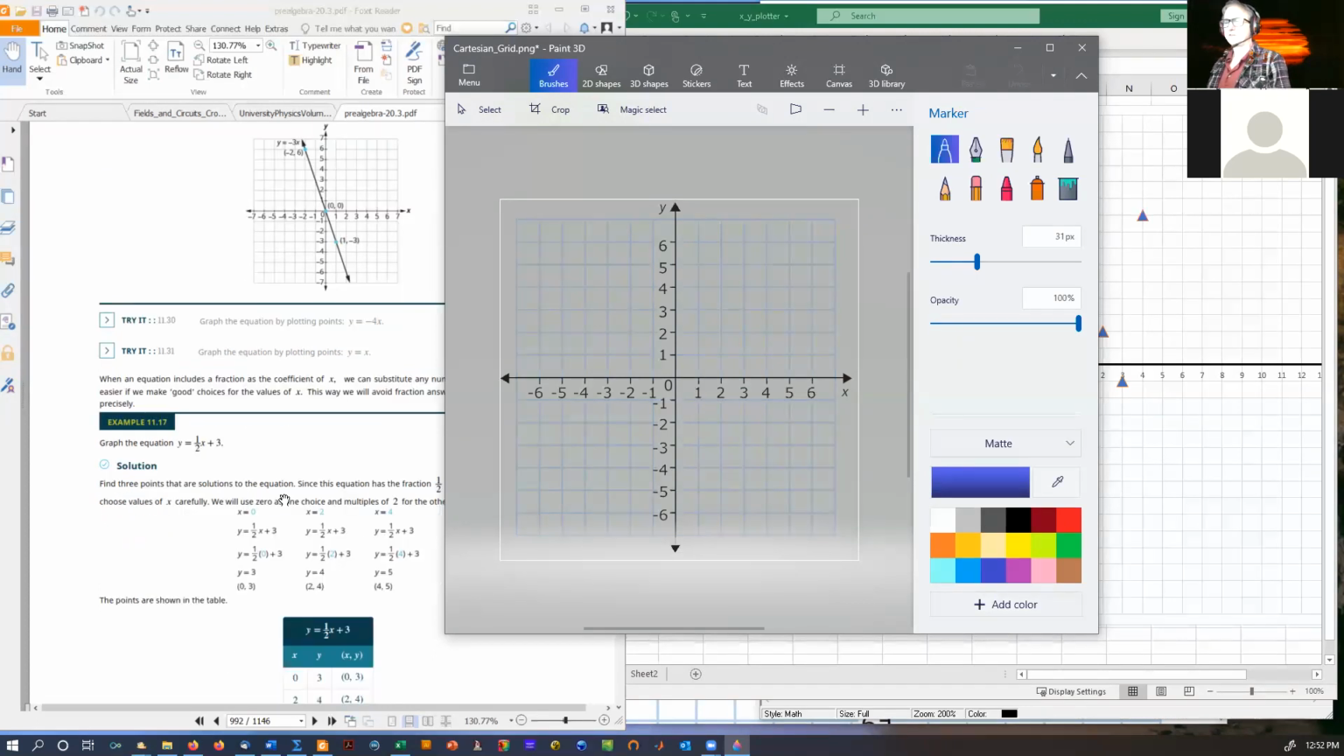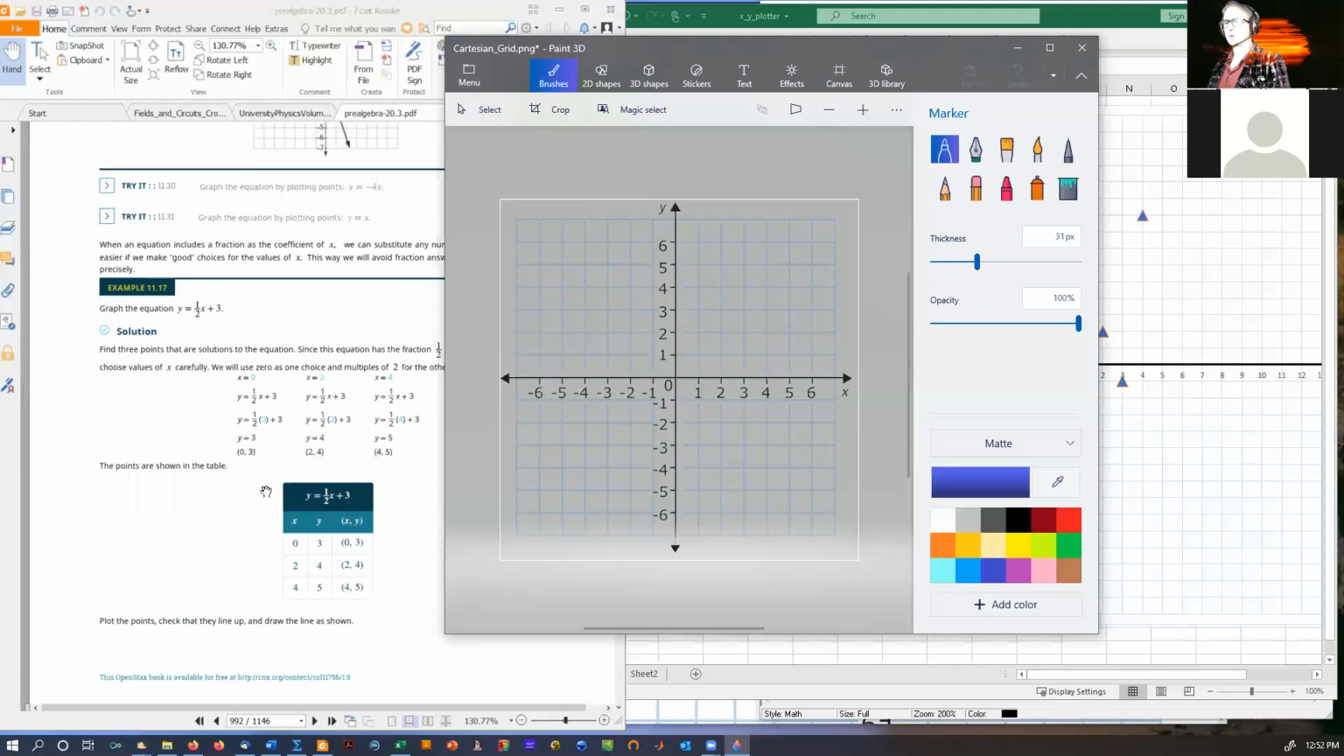All right, so let's graph the equation as one more example. Y equals 1/2 x plus 3. So again, we're picking x equals 0, and it's always easy to start out with x equals 0, right? It's just a really easy one to do. So when x equals 0, plug that in, you get y equals 3. So 0, 3.